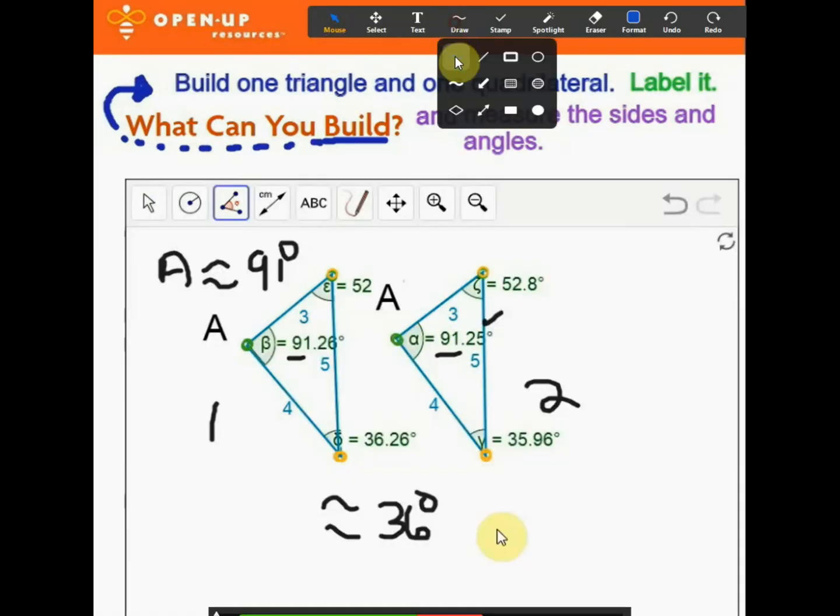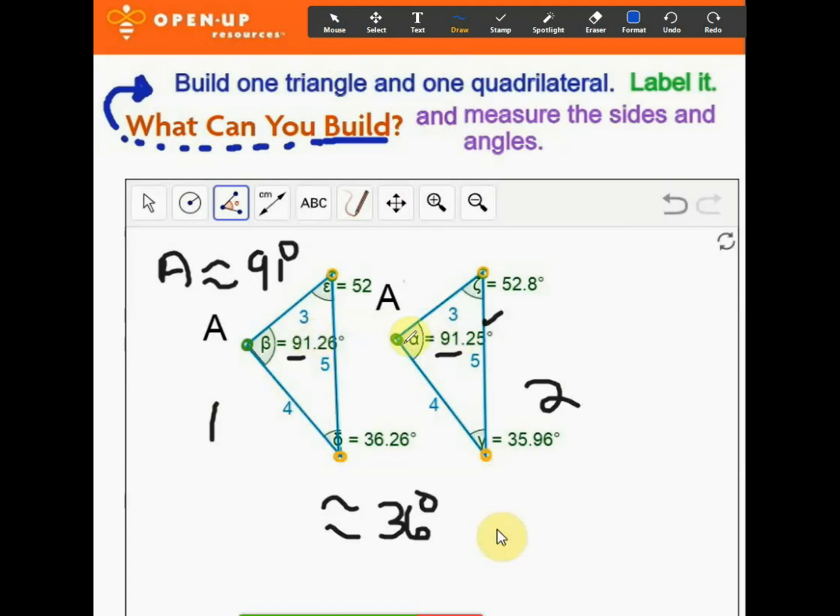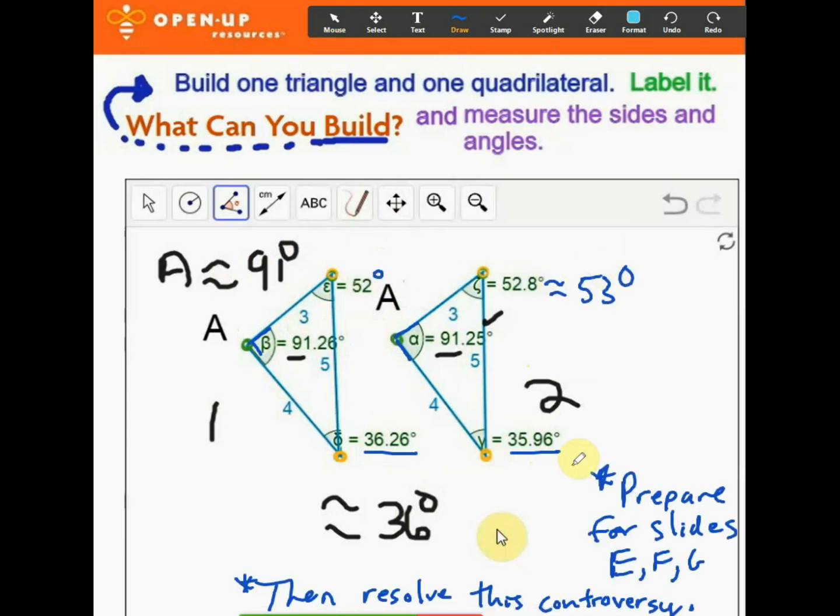Just to make it a bit more clear, I've moved the second triangle away from the first one. And now we've labeled these triangles, triangle 1 and triangle 2. The measurements of the angles are pretty close, but not exact. If we round them off to the nearest whole degree measure, 91 for this angle here, and for angle A on triangle 2, these angles here round off to 36 degrees, but they're not exactly the same. And these angles, this would round up to 52 degrees, it's already a whole number, and this would round off to 53 degrees.